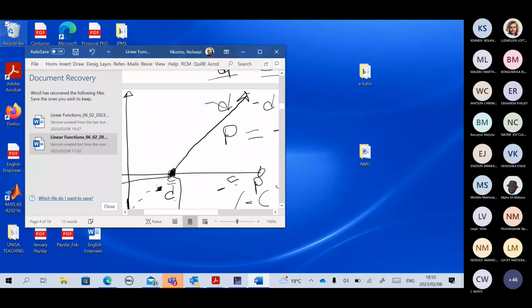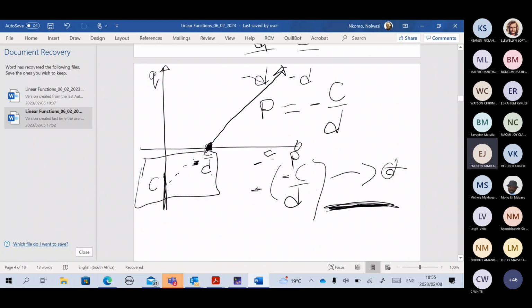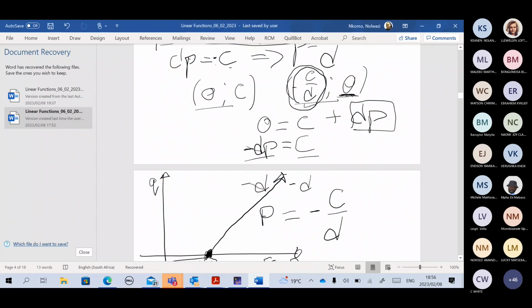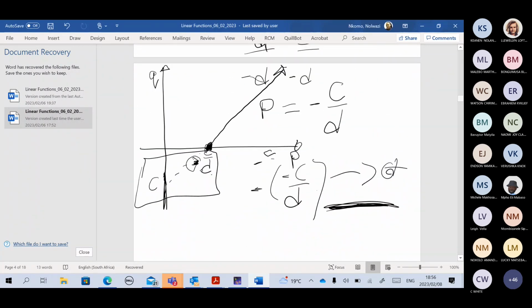I'm not sure if I make sense. Can I just say something there? Hello? Yes. I think what's confusing is the negative sign, because the negative sign is supposed to be on the far left side, right? Not where it is. Okay, let's just leave the negative sign. Let's just write C over D. It would make sense if we do an example here. But we're still going to use the horizontal line as P is equal to minus C over D.